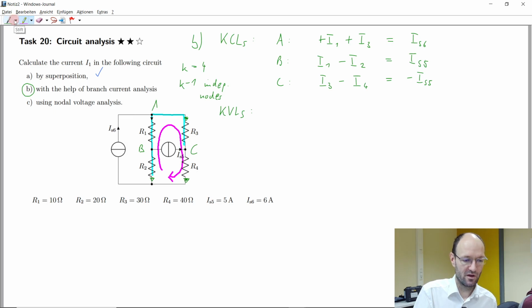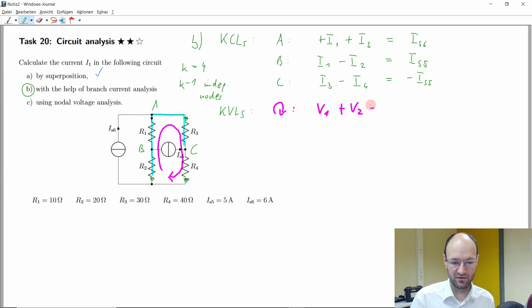So I will maybe write it in this color. So for this loop, Kirchhoff's voltage law, how would it look like? Who can set up Kirchhoff's voltage laws? You want to say V1 plus V2 equals V3 plus V4? Yeah, we can write it like this. So V1 plus V2 is the same as V3 plus V4.